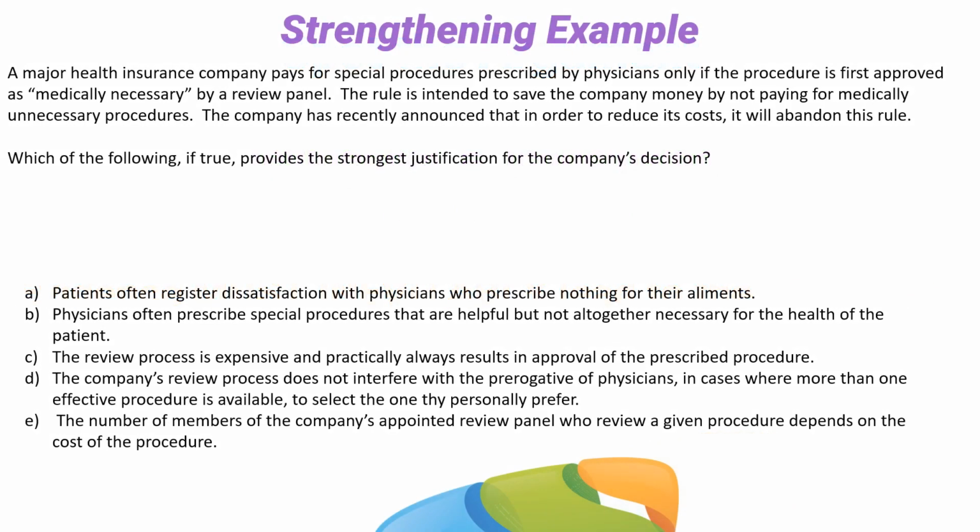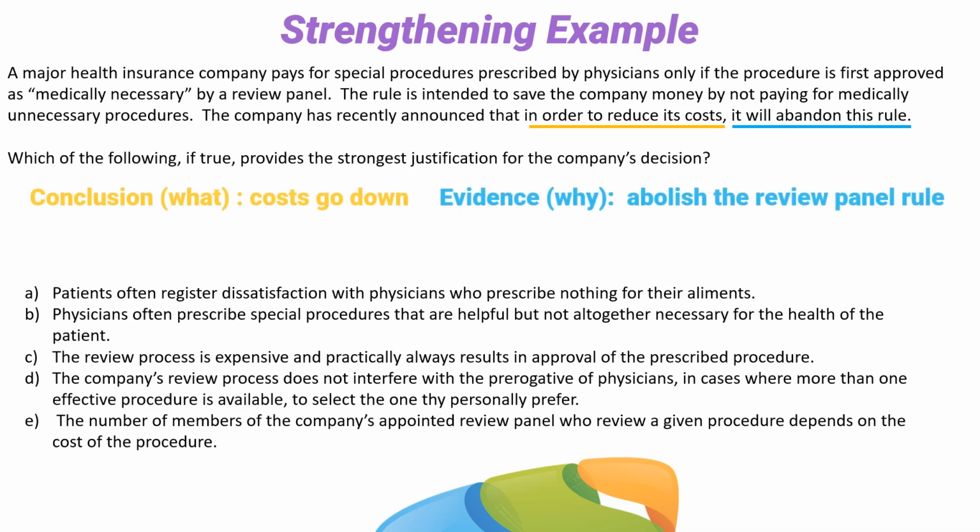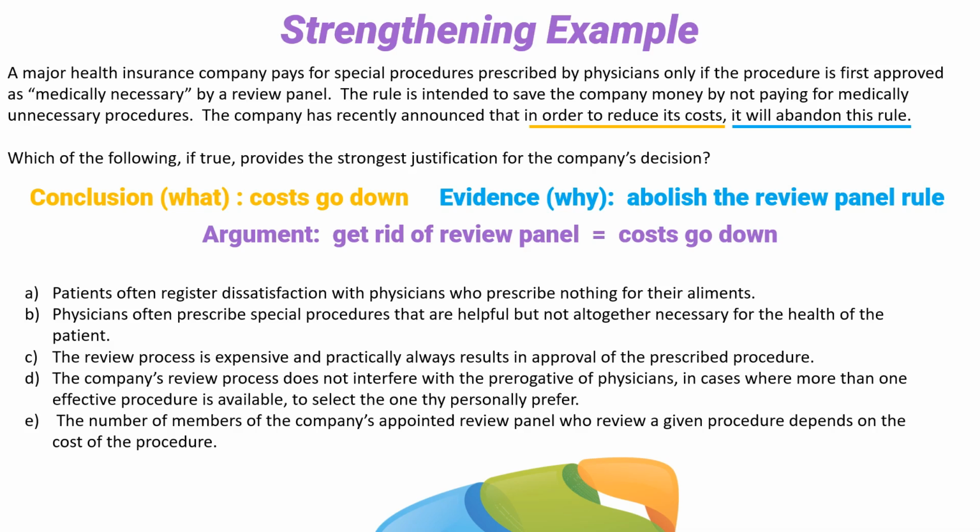This is a bit too long to read out loud, so go ahead, read it on your own, and then we'll dive in. Okay, first, what is the conclusion? What's the goal? What is it we're trying to do? Well, we want to reduce costs. Okay. Why are the costs going down? How are they going to achieve that? Well, they're going to eliminate the review panel. So the argument is if they eliminate the review panel, that makes costs go down.